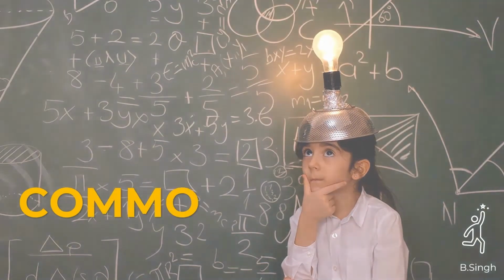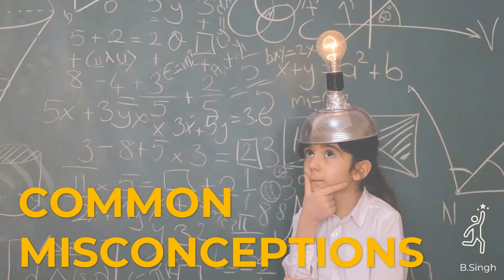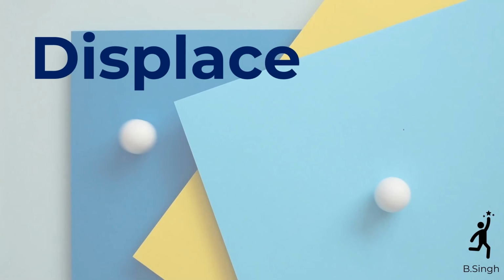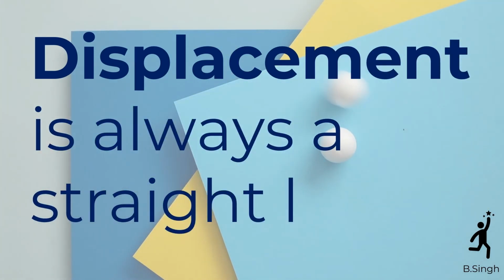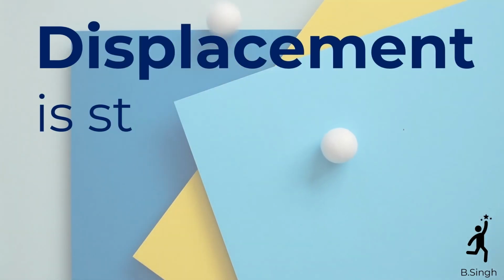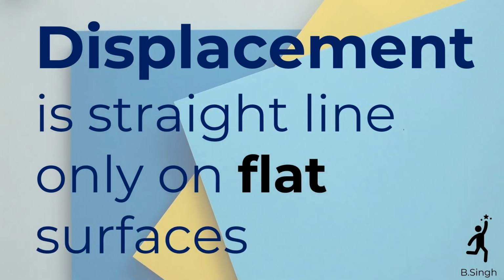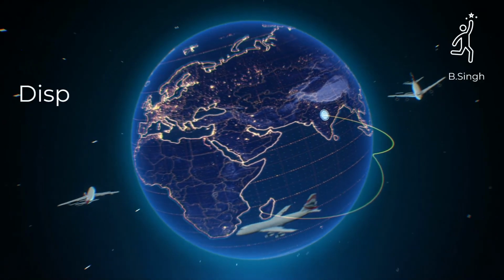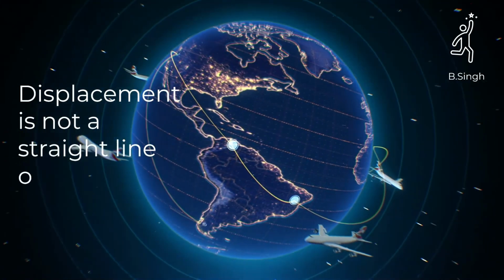Now let's see some common misconceptions regarding displacement. It is a common misconception that displacement is always a straight line. But actually the displacement is a straight line on flat surfaces. For curved surfaces, the displacement is not a straight line between 2 points. It will be a curve.